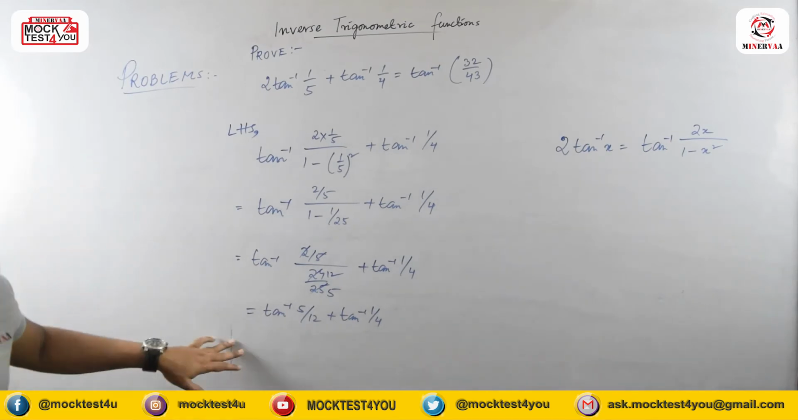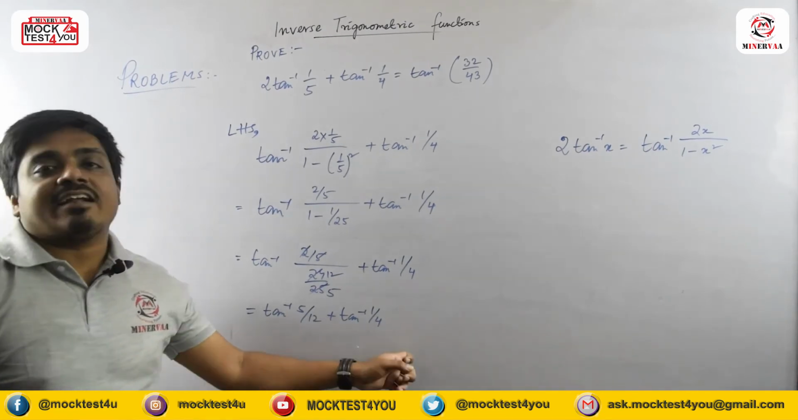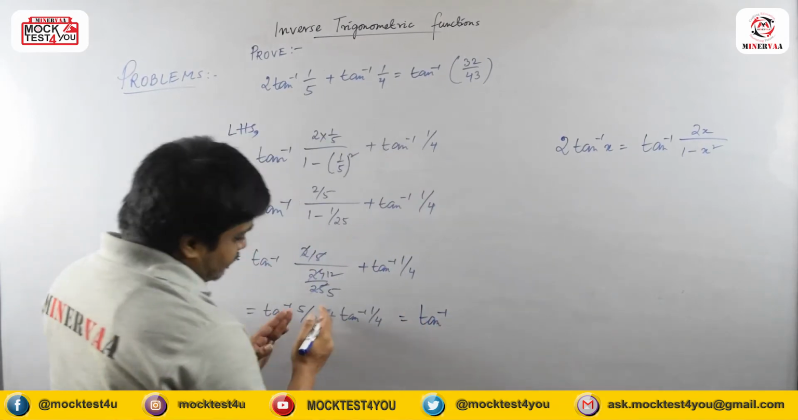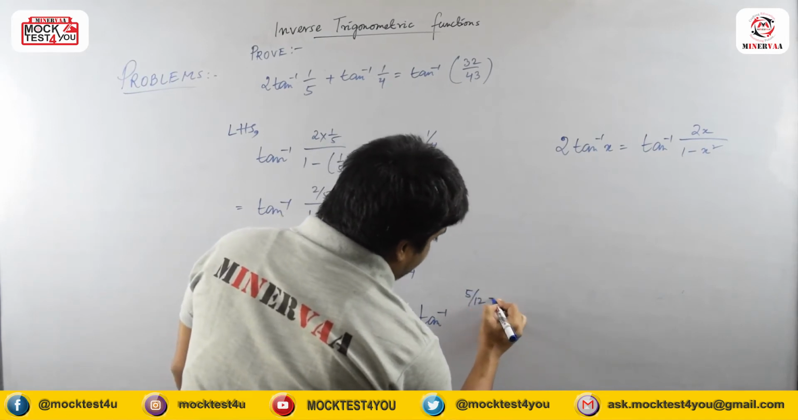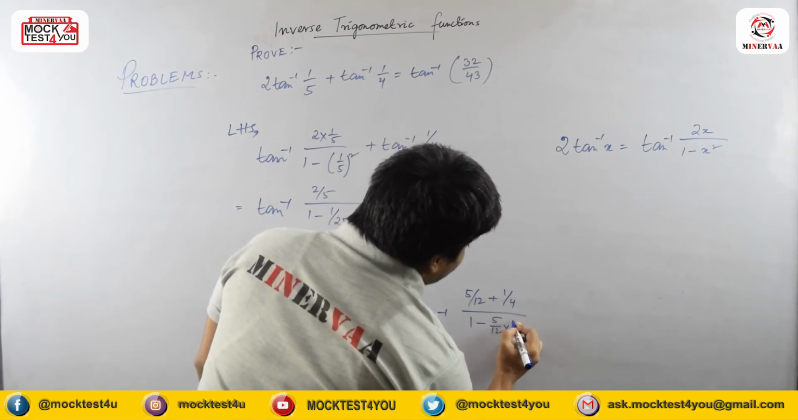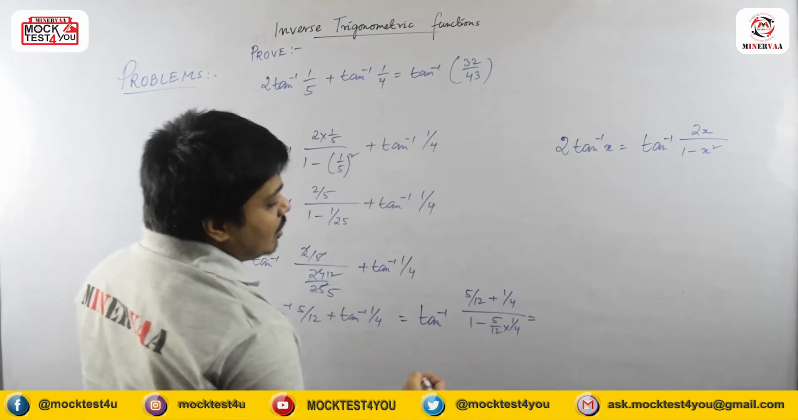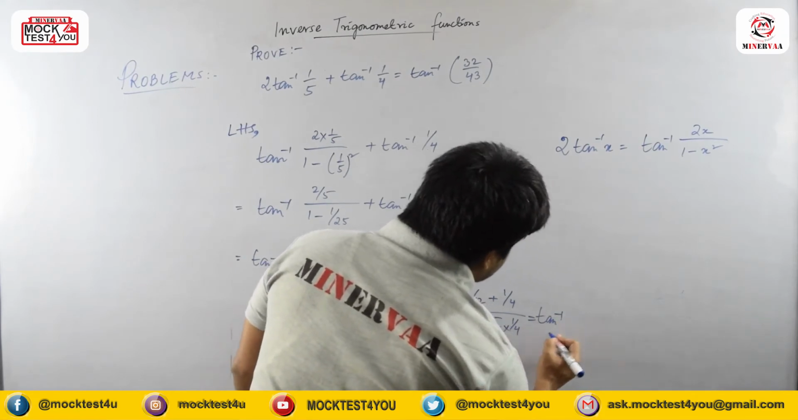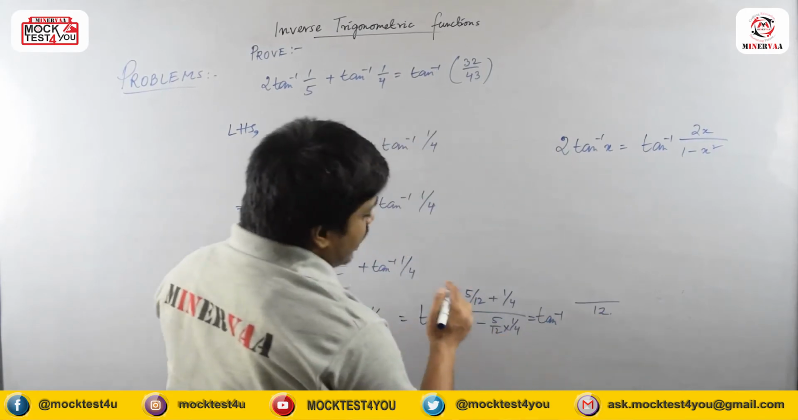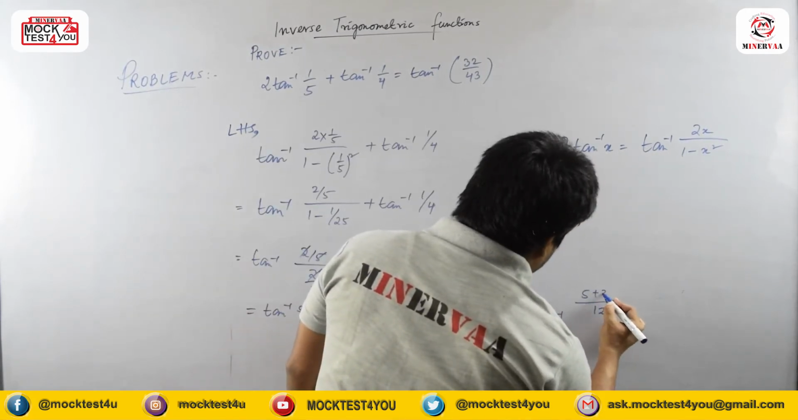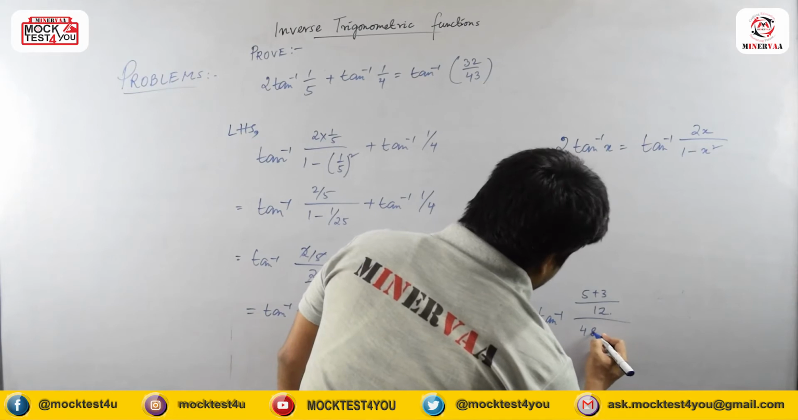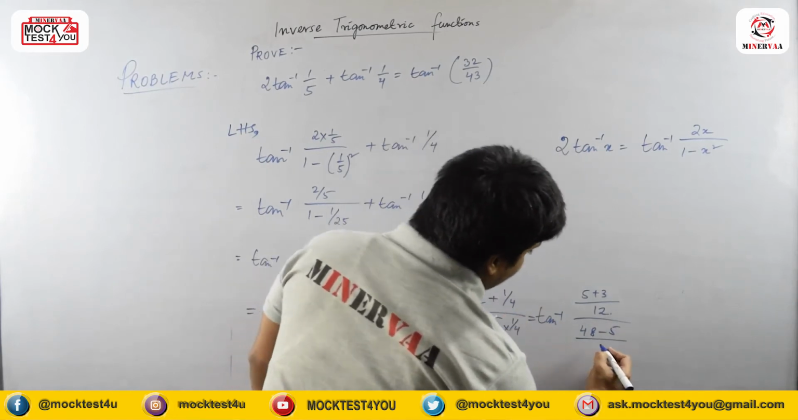And now you can see that formula, tan inverse x plus tan inverse y. So we can apply that formula. I can write this one as tan inverse of (x plus y) divided by (1 minus xy), that is, 5 by 12 plus 1 by 4 divided by 1 minus 5 by 12 into 1 by 4. Now let us do the LCM in the top. So the LCM is what? 12. So 12 here we are getting 5 plus 3, divided by, in here we are getting 48 minus 5 divided by 48.